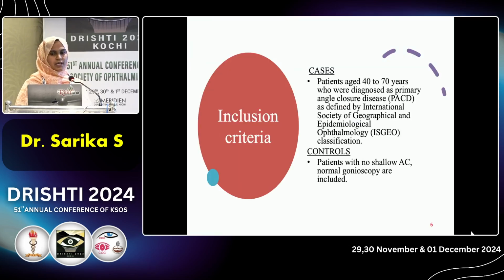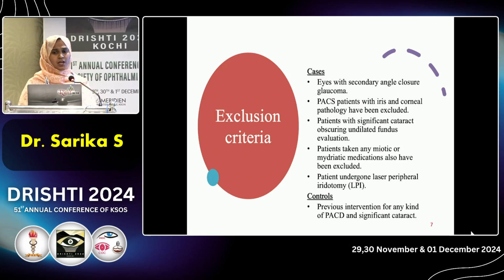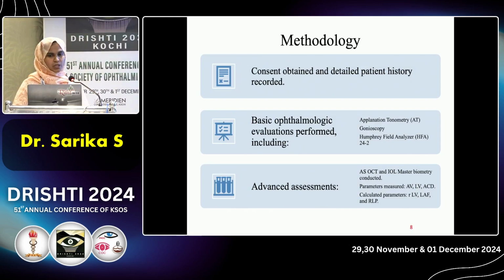The inclusion criteria were based on the ISGEO classification for primary angle closure disease, in the age group between 40 and 70 years. For controls, we chose normal persons with no shallow AC and normal gonioscopy in the same age group. We excluded any patient with secondary angle closure disease, any corneal or iris pathologies, or significant cataract. Patients who had taken any miotic or mydriatic medications prior to the examination were also excluded, as were patients who had undergone laser PI before. In controls, we excluded any kind of glaucoma and any significant cataract.